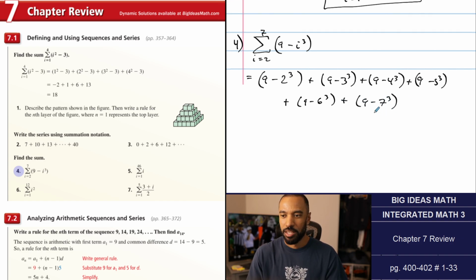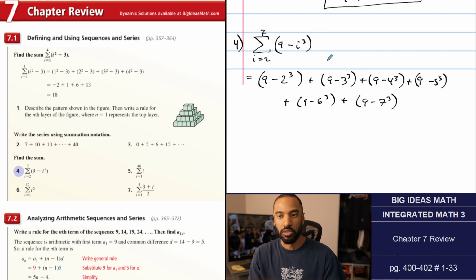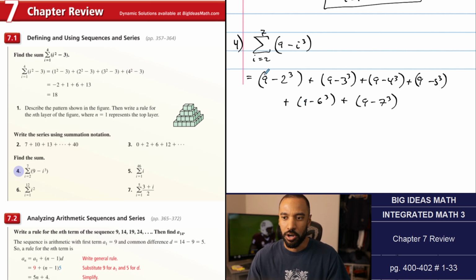Now you have to give me a moment here. You know what I could do to make this a little bit easier for myself: there is a 1, 9, 2, 3, 4, 5, 6 nines added together. So I'm just going to say it's 6 times 9 there, and then minus all of these guys added together. And actually, I'm going to come up with what those are.